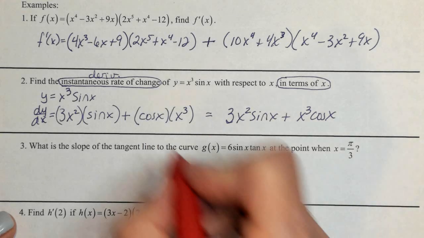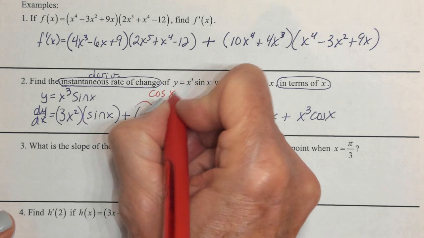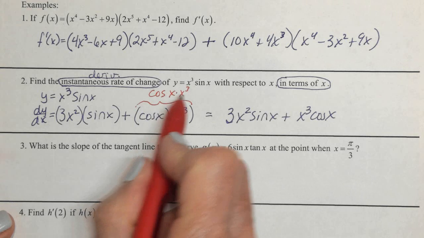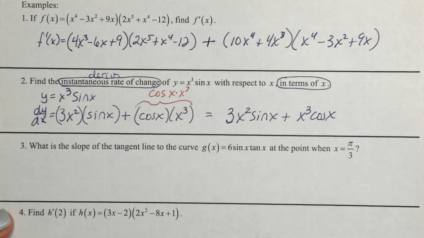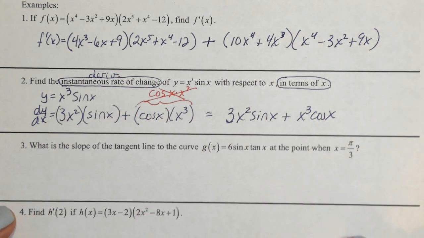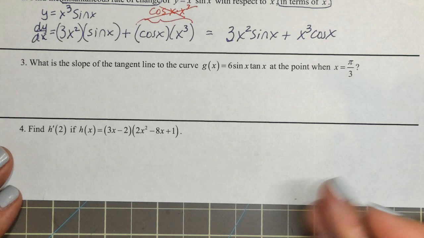What you do not want to do on the second one, you would not want to write cosine x times x cubed. You would not want to write that because that is ambiguous. Is the x cubed part of the argument? It shouldn't be. And if you write it like that, it's ambiguous and it could be perceived as being part of the argument. So don't write it like that. Communicate your work.